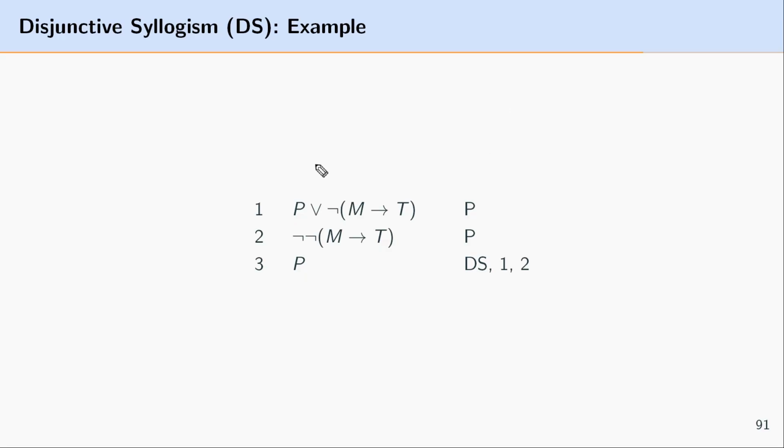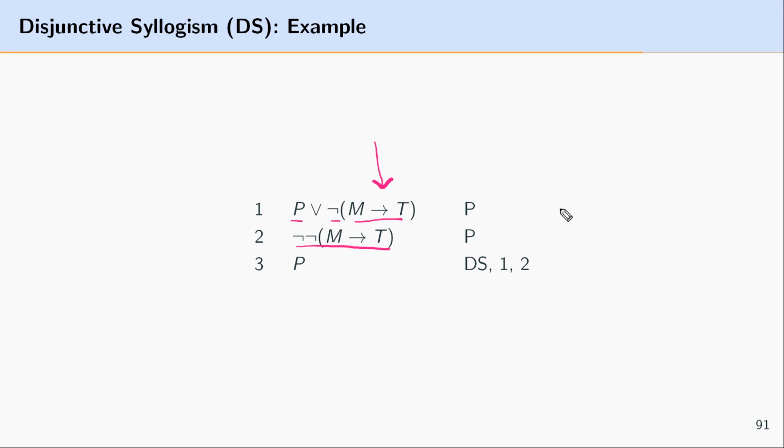Let's look at another formal example. In this example, we have a disjunction again. We have P or not M right arrow T. And at line 2, we have the negation of this right disjunct. We have the negation of not M right arrow T. We have it in the form of not M right arrow T.